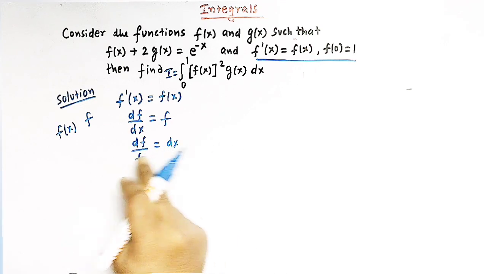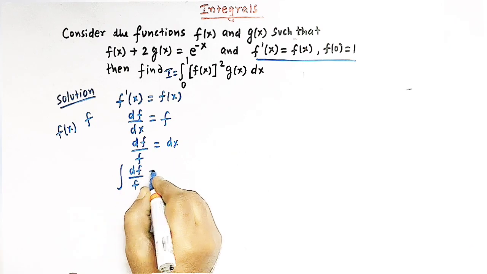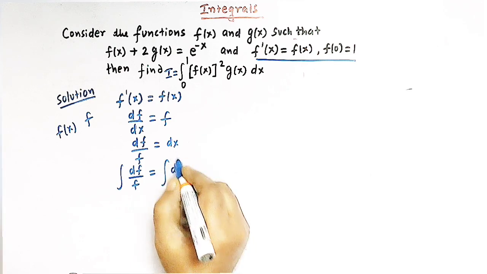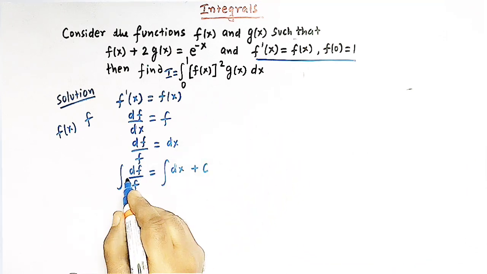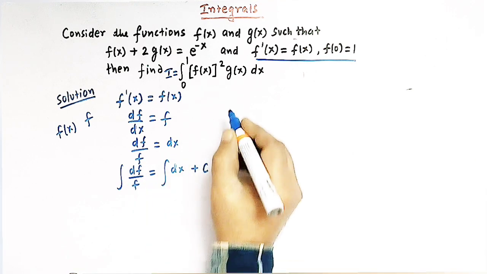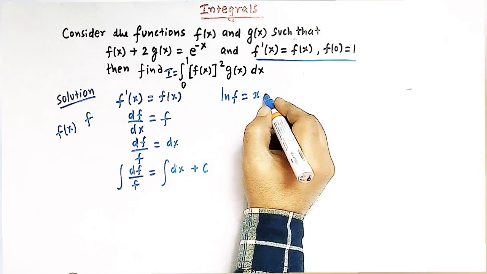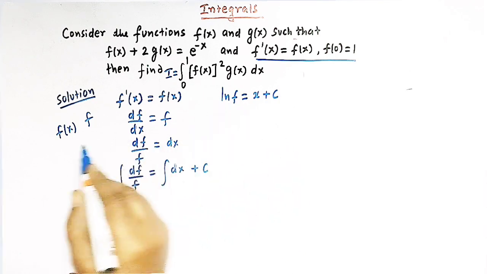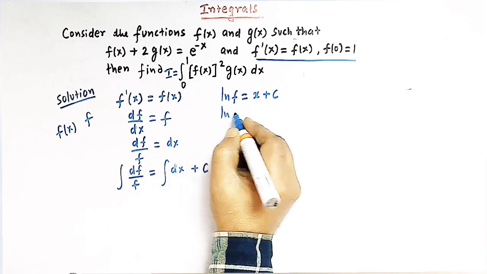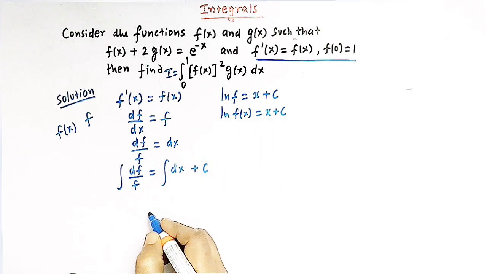So let us integrate both sides. So we can now write integral df over f equals integral dx, and c is the constant of integration. Here the integral of 1 over f df is simply log of f, and here we have x plus c. So let us again replace this f by f of x. So we have natural log of f of x is equal to x plus c.